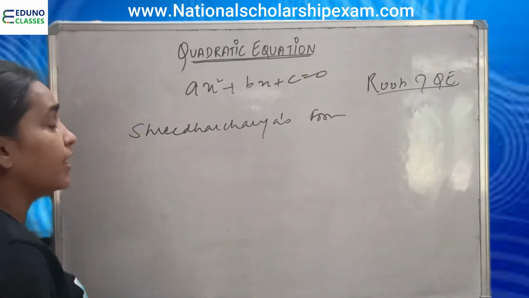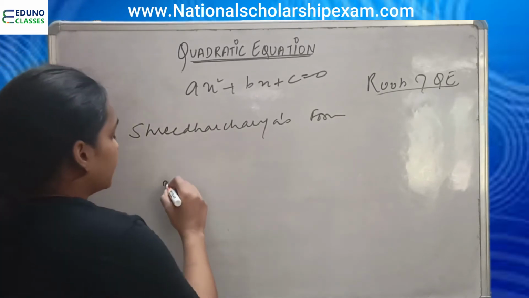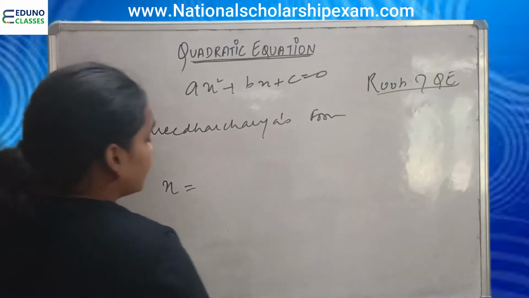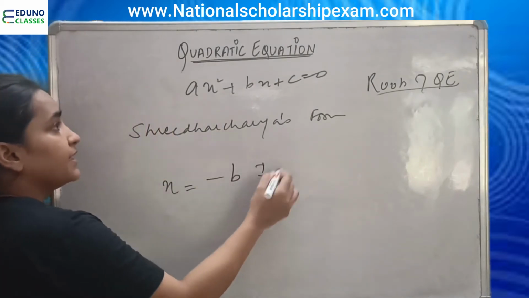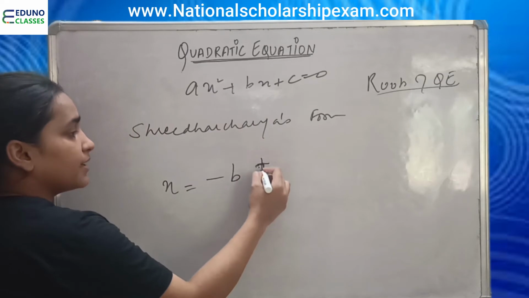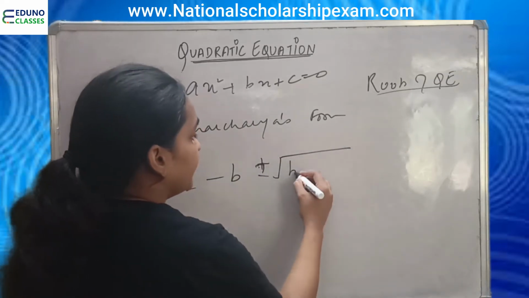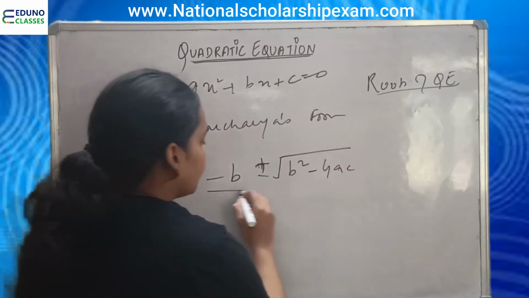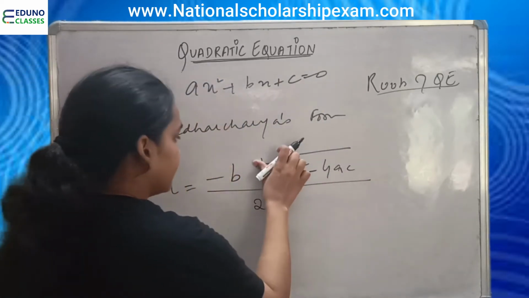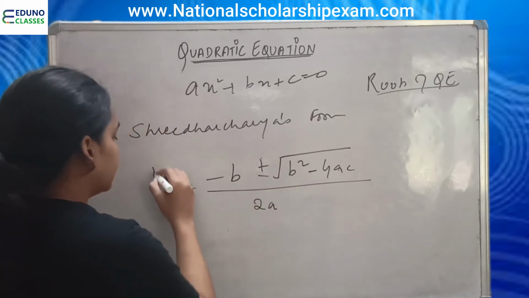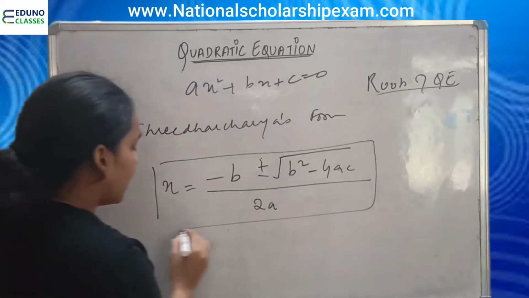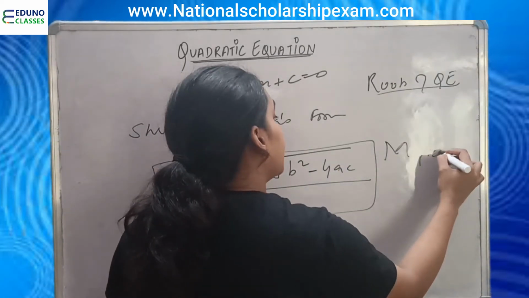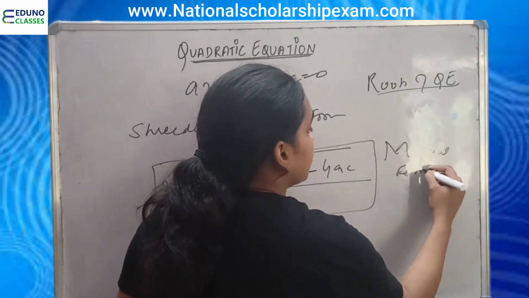What is the formula? If you remember, it was in your 10th standard. x is the root of quadratic equation. x is equal to minus b plus minus root b square minus 4ac upon 2a. This is a magical formula. Do remember it. It will be helpful in your future studies.